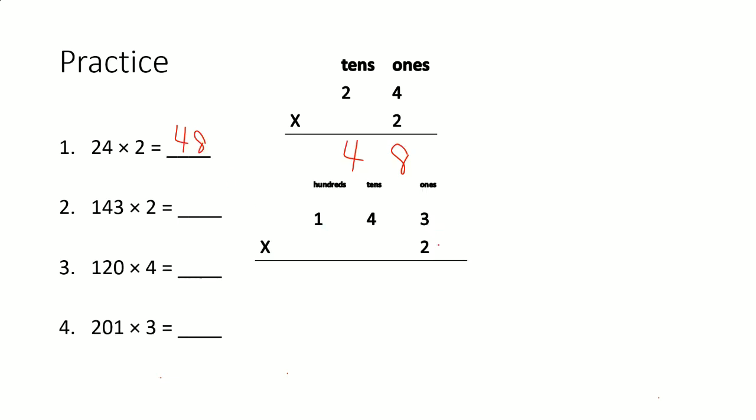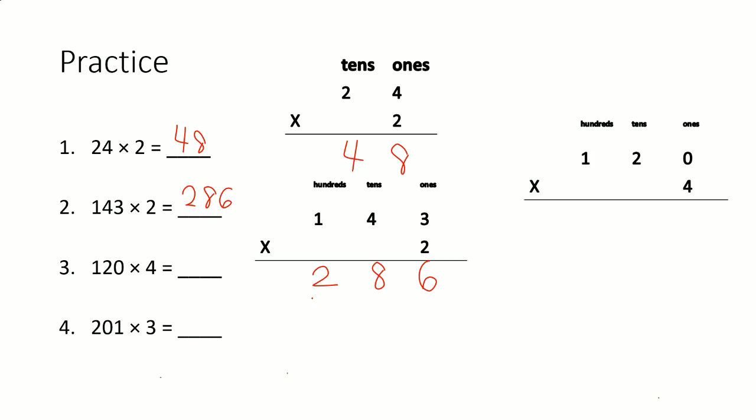Next question. 143 multiplied by 2. 3 ones multiplied by 2 gives you 6 ones. 4 tens multiplied by 2 gives you 8 tens. And 100 multiplied by 2 gives you 2 hundreds. So 143 multiplied by 2 gives you 286.